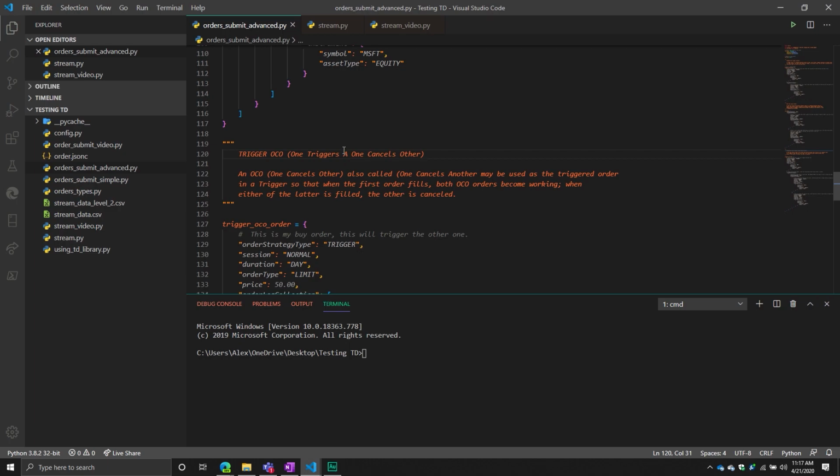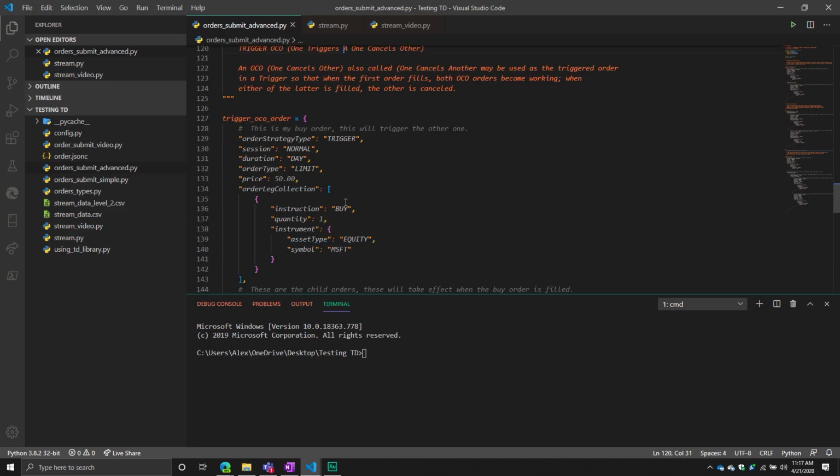So again, if I had to put a scenario around it, I'm looking for my opportunity to enter. I've entered my position. I want to then have my take profit order, and I also want to have my protection order, my stop order or my stop limit order. This is where I get so confused: one triggers a one cancels other. I just call it trigger OCO.